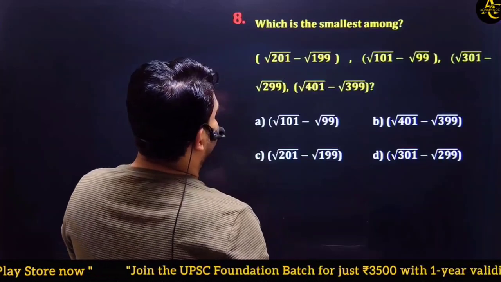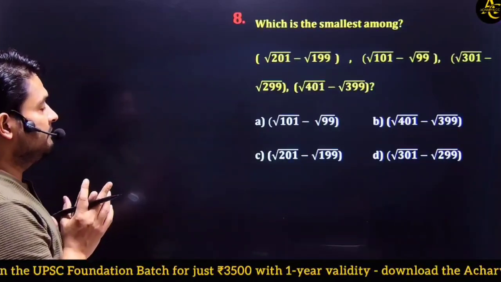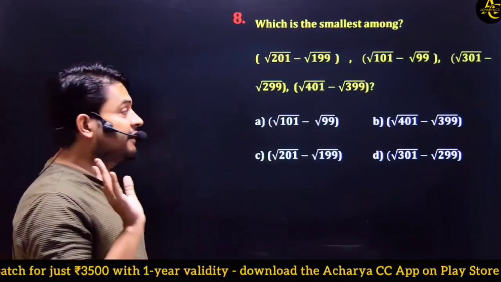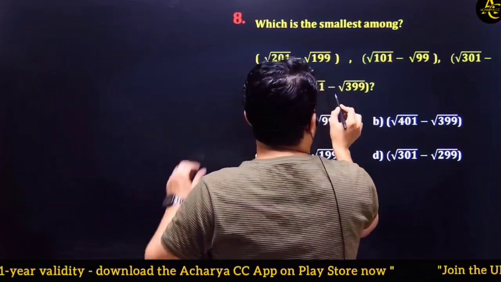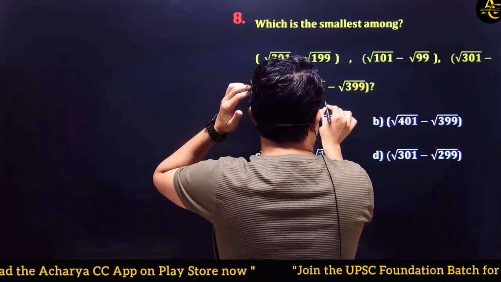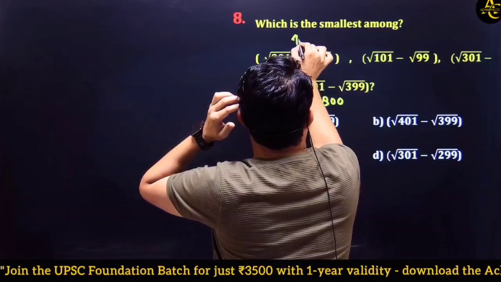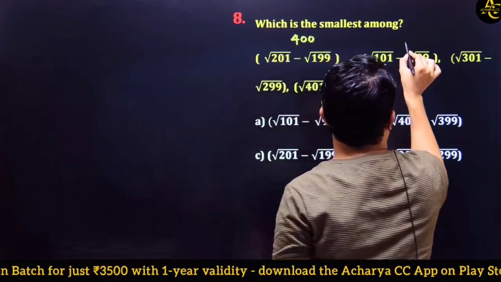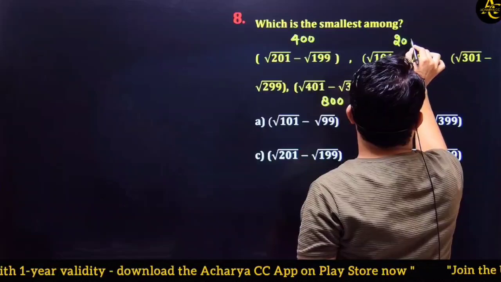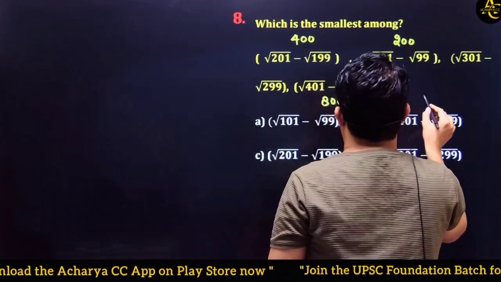And we have to find out the smallest. So which one will be the smallest? Whose sum is the greatest? So here the sum is greatest. Here the sum is 800. Here the sum is 400. Here the sum is 200. And here the sum is 600.